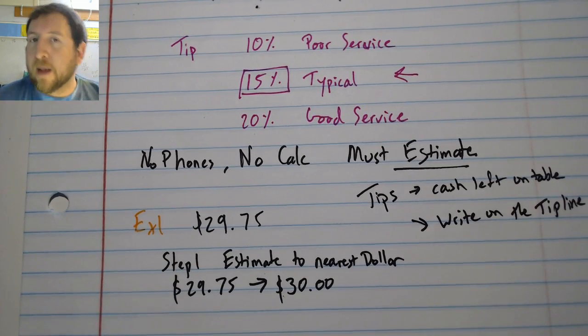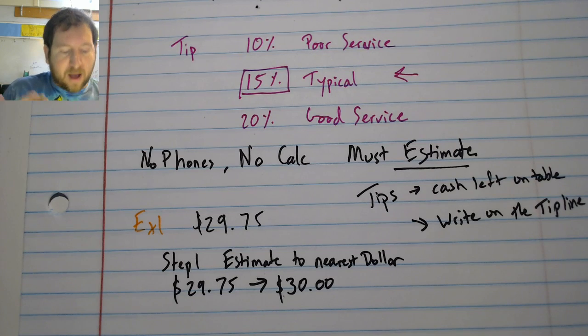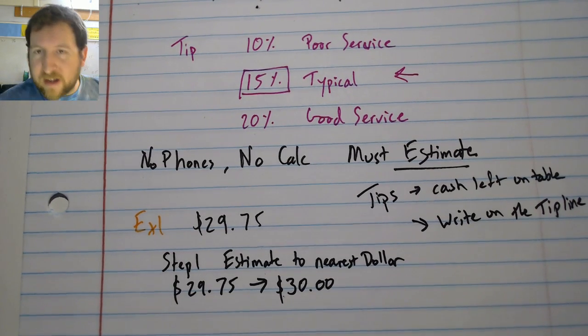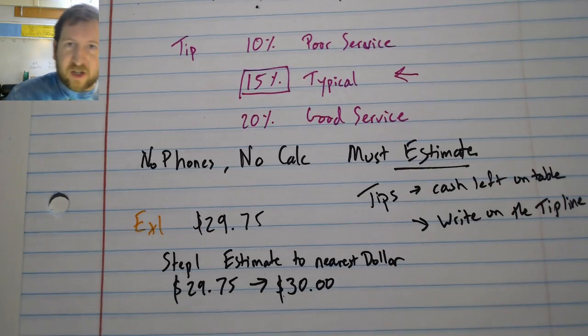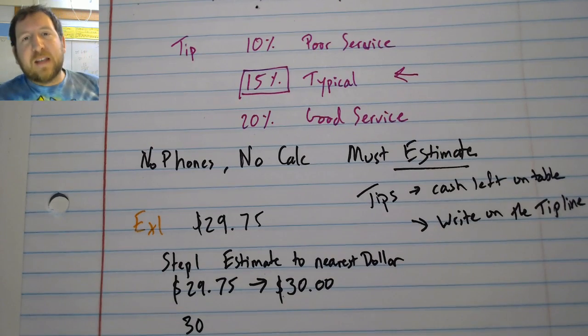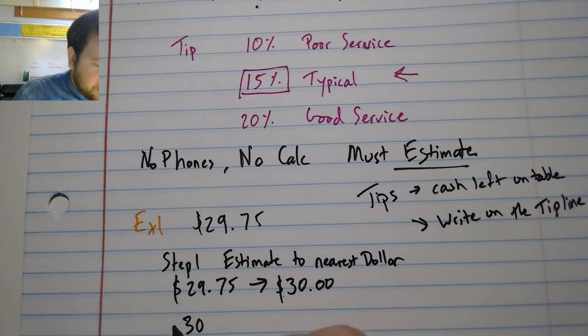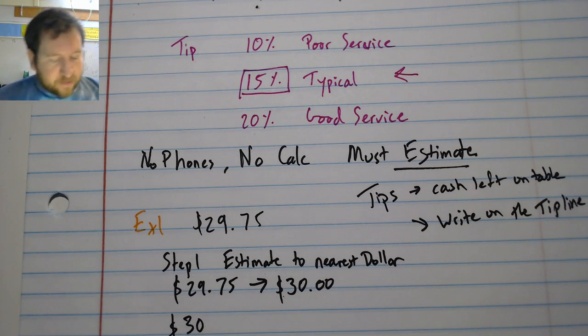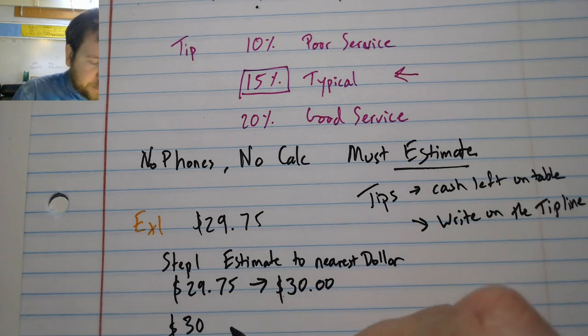So what are my steps that I'm going to use to get to my 15% from here? We're going to ignore this $29.75 for now, and we're going to look just at the $30 that I've got. So I want to find an easy way that I can get to 15%. And the first step that I'm going to do is find 10%, which is part of my 15%.